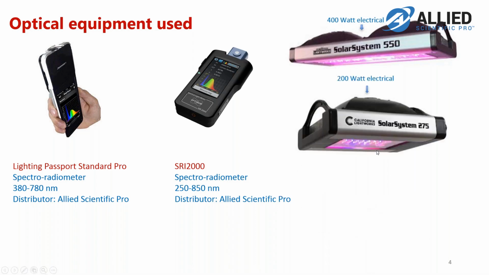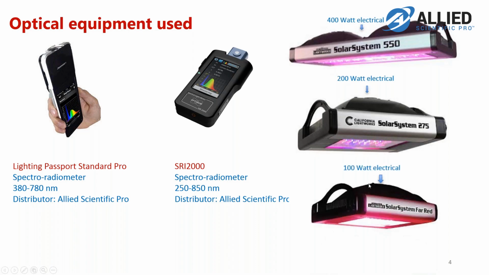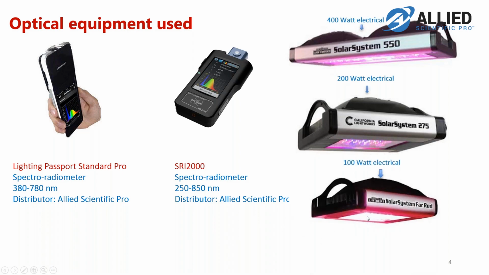Secondly, we had the Solar System 275, again from California Lightworks, at 200 watts. The reason for this is that each season requires particular lighting. You can't shine too much light during the vegetative season, and that's why we use the lower power LED panel. And then we had the 100 watt electrical draw Solar System far red for end of the day treatment, again from California Lightworks. So these were all the sources of light that we had.